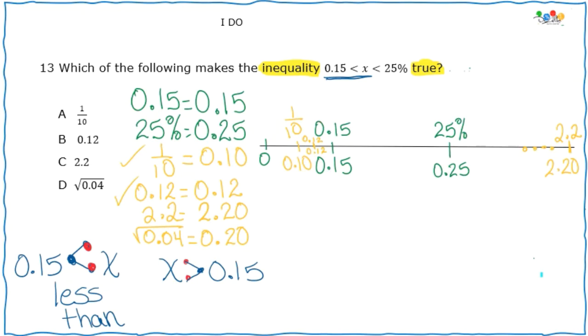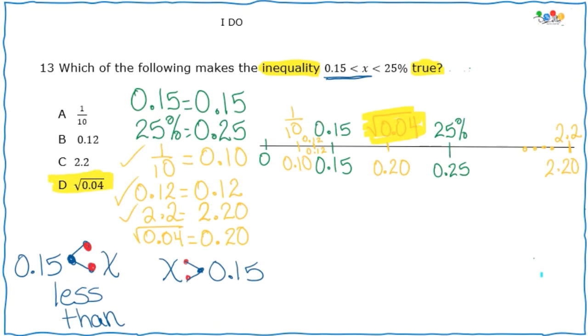Okay? And the last number that I have is the square root of 0.04, which is 0.20. Think about that as money, 20 cents. Well, 20 cents needs to be somewhere between those two, because to the left is 15 cents, to the right is 25 cents. So 20 cents seems right in the middle. This is my square root of 0.04. Okay, so the only number that is in between them is that one, the square root of 0.04, which is my answer choice D.